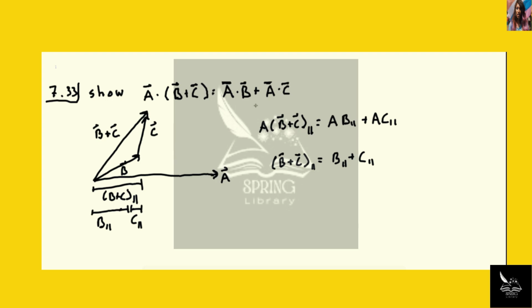And as we just discussed, the fact that this is true is the same as saying that this is true, because you can think of the dot product as being a multiplication of the length of one vector by the projected length of the other vector.